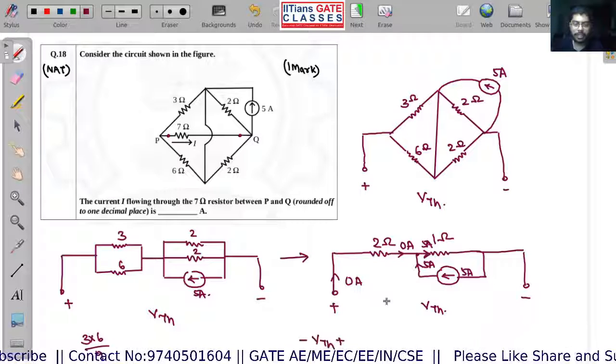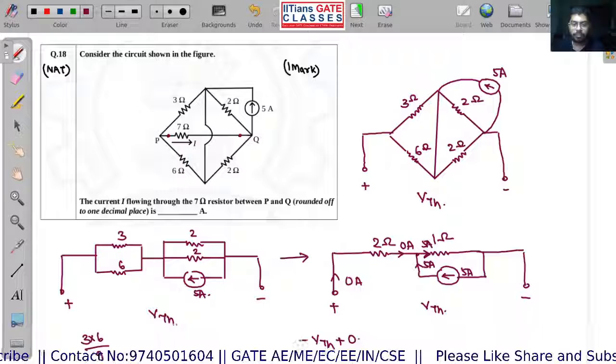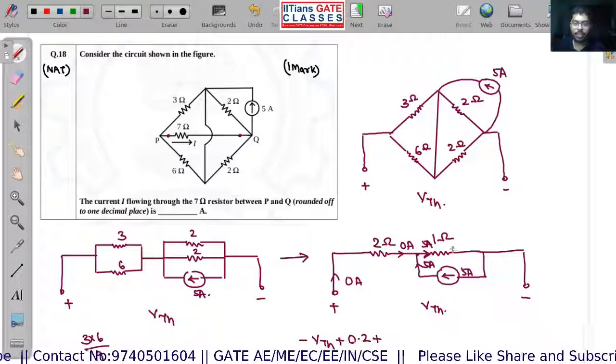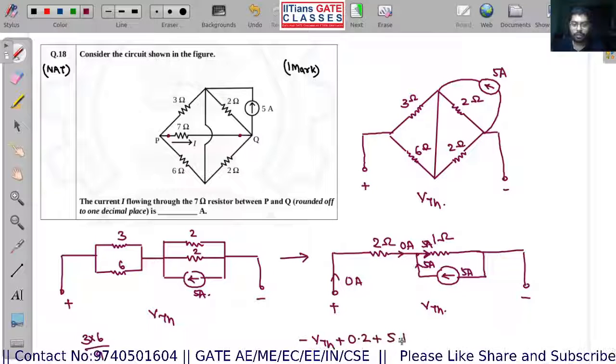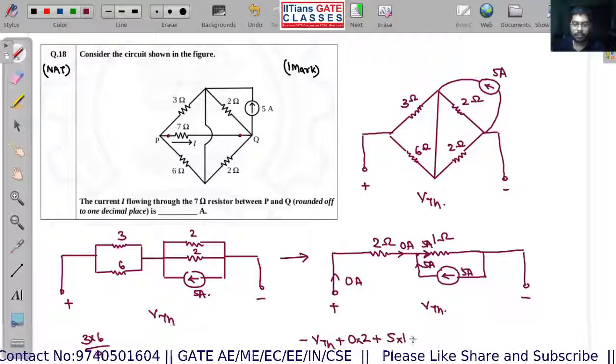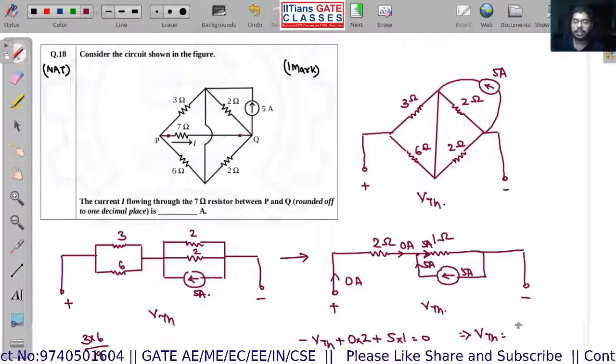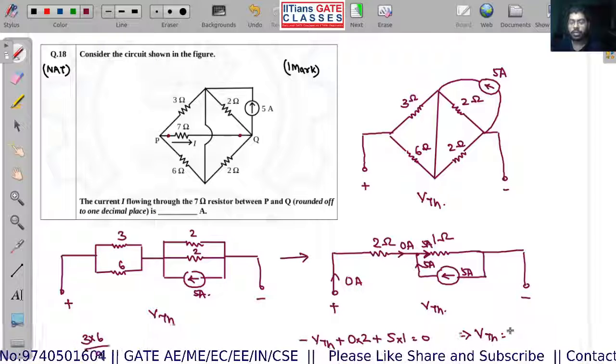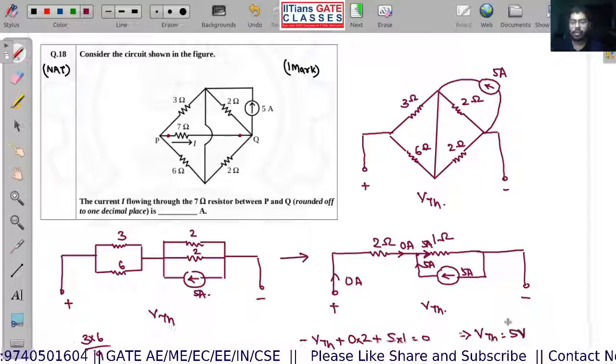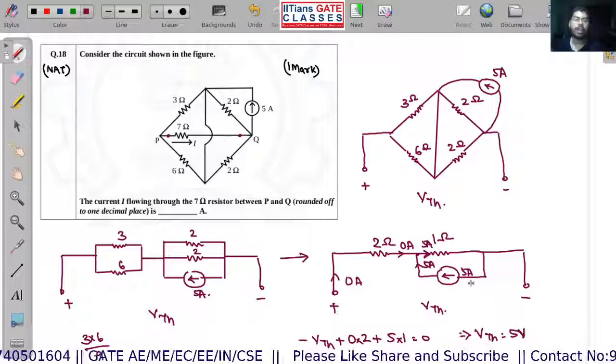If you apply KVL, it will be minus VTH plus 0 into 2 plus 5 into 1 is equal to 0, which implies VTH comes out to be 5 volt. So VTH is 5 volt.